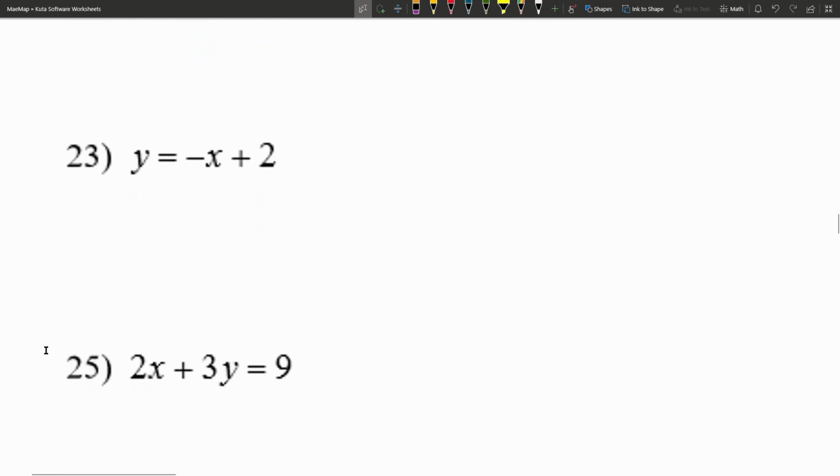Moving right along to number 23, y equals negative x plus 2. What's our slope? What's multiplied by that x? It's a -1. So our slope is -1 for number 23.